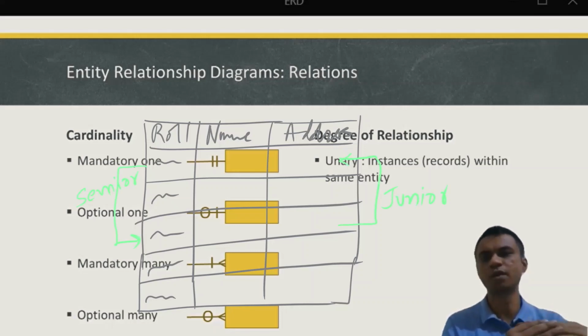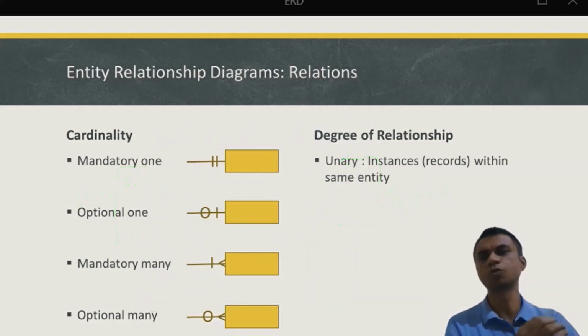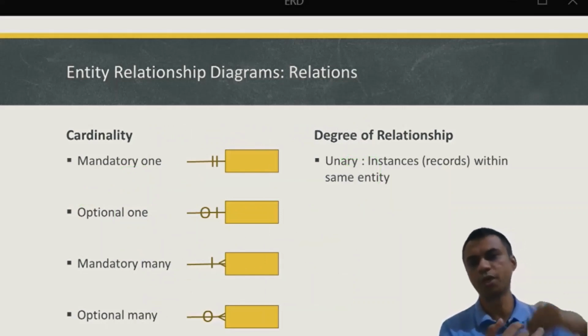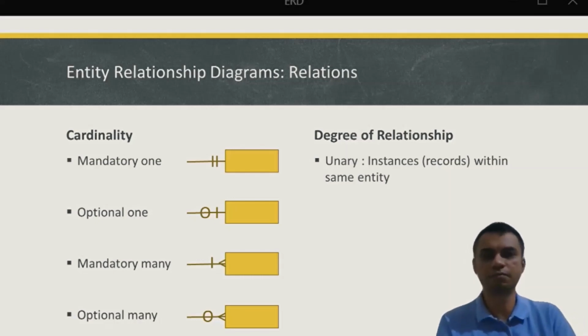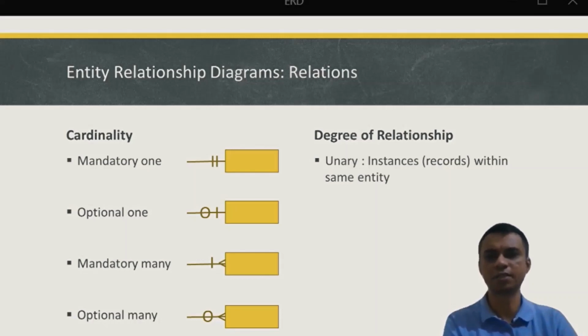Every student would be senior to some students, and most students would be junior to some students, except the first batch. The first batch would not be junior to anybody; they would be the first ever batch. But every instance would have this kind of a relationship.